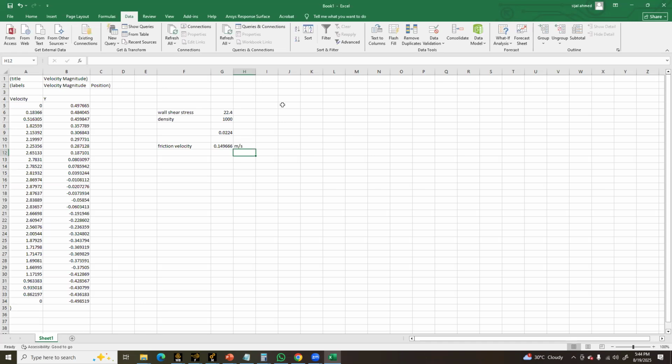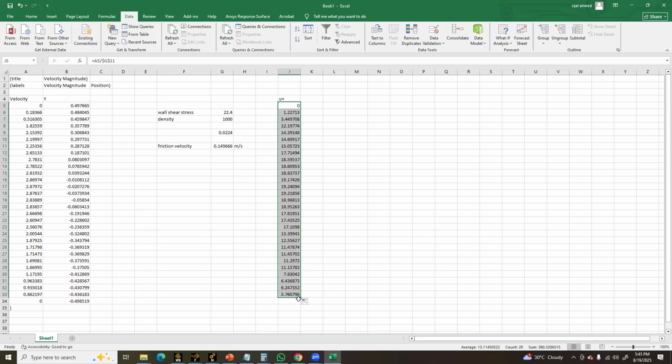Now if you want to find U plus, this is the velocity U. So U plus will be equal to the velocity divided by the friction velocity. If I want to keep this cell constant, I can put the dollar sign in both row and column and just drag it. So every value of the velocity will be divided by this friction velocity. Now this is U plus.